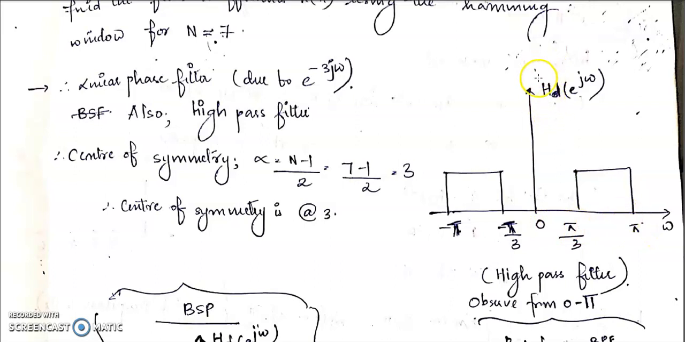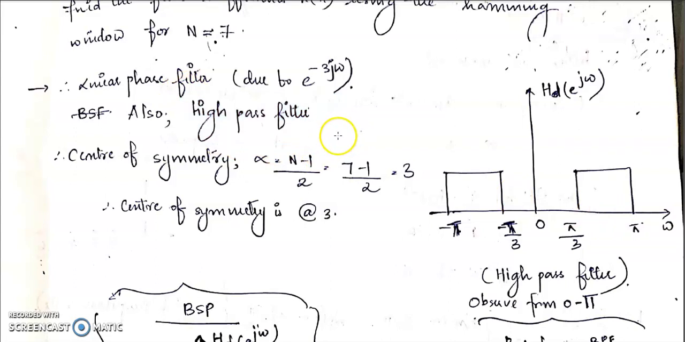We know that HD of e raised to j omega is periodic with period 2 pi. So from minus pi to pi is 2 pi, and we consider one period. Within that, we consider this positive half. Here, it is clear that we will pass all the frequencies greater than pi by 3. We will pass all the signals with frequencies greater than pi by 3. So it is a high pass filter. So we decide the filter: it is a high pass filter.